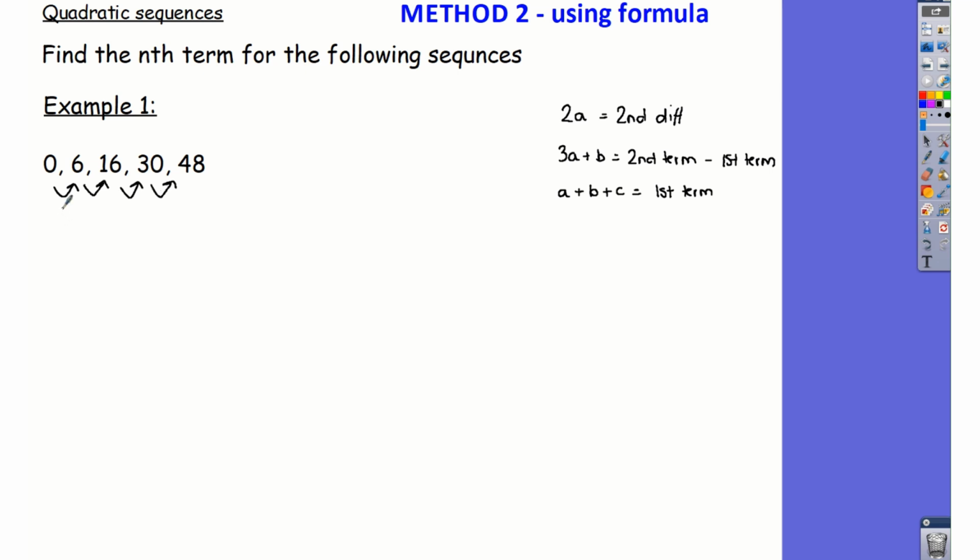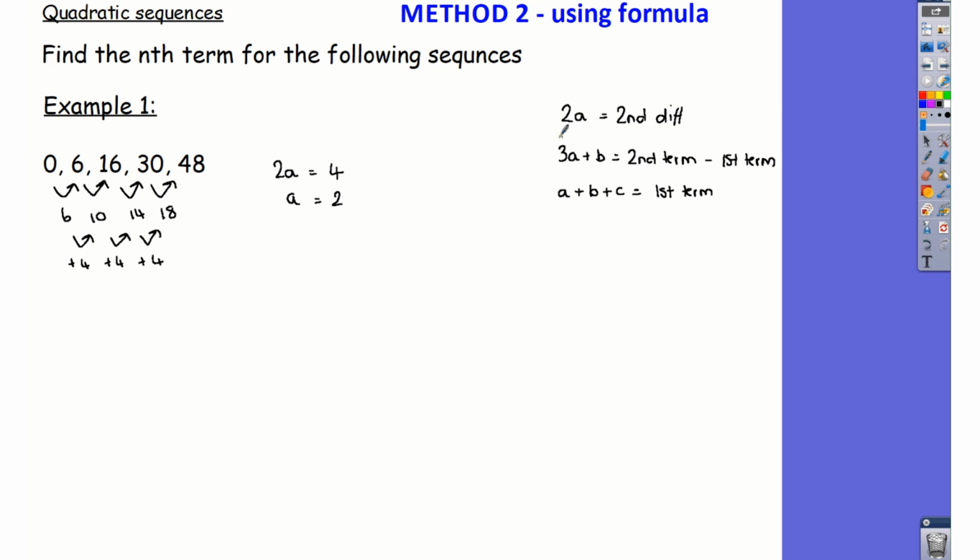which we knew was 6, add 10, add 14, add 18. Second difference, this is the important one. So the second difference is add 4. So the first thing I'm going to do is use this formula here. So I know that 2a is equal to the second difference. So 2a is equal to 4, because the second difference is 4, which means a is equal to 2. First part done, reasonably straightforward.